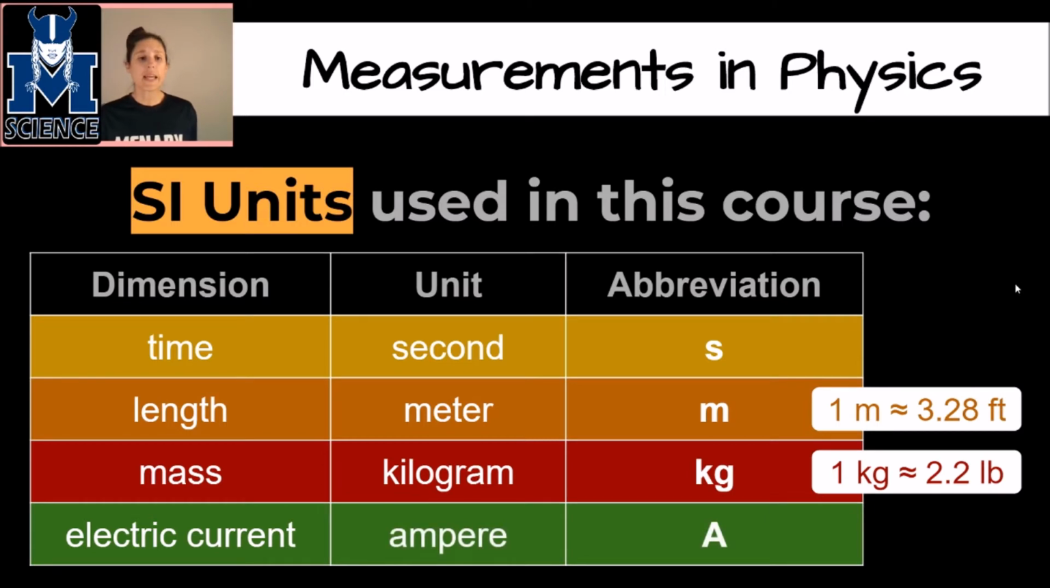In the second half of this class, we're going to talk about electricity. And electric current is measured in the ampere. So electric current is like how much charge is flowing per unit time. So the unit for that is the ampere, and the abbreviation is an uppercase A. And 1 amp is equal to 1 coulomb of charge per second. So again, we'll go into that later in the course.